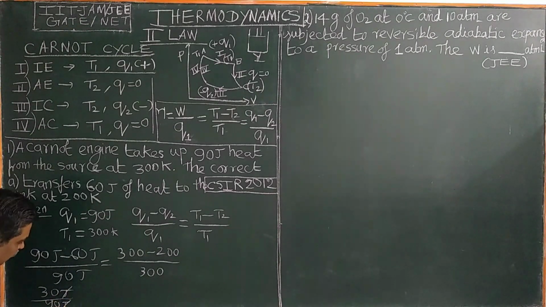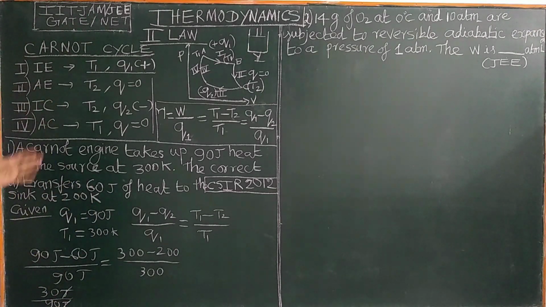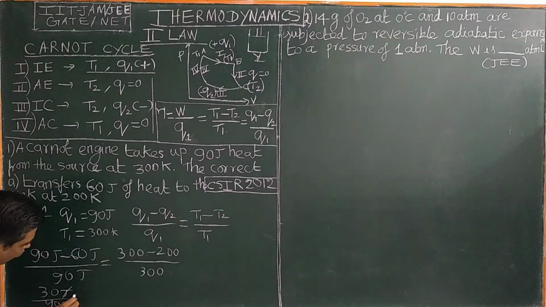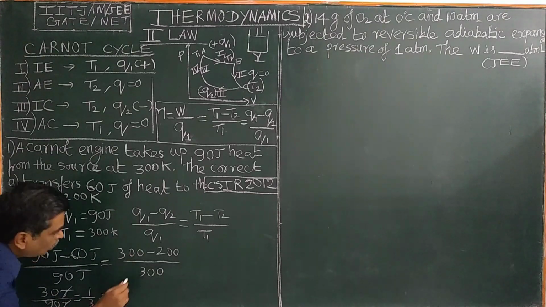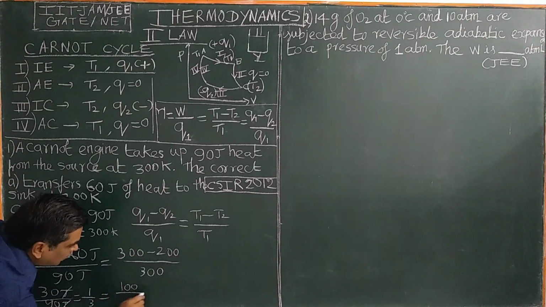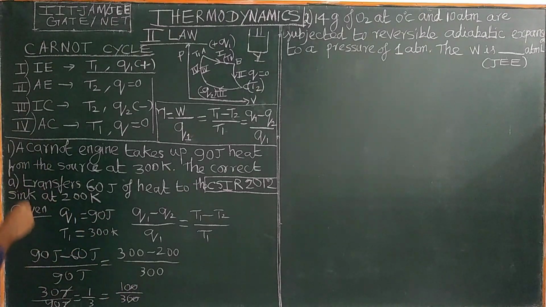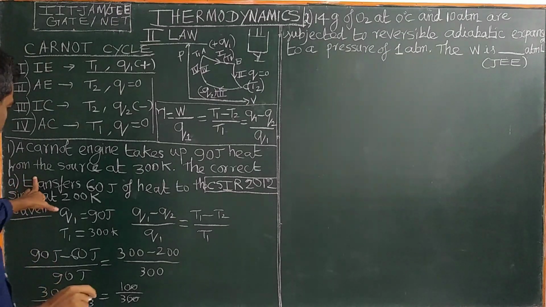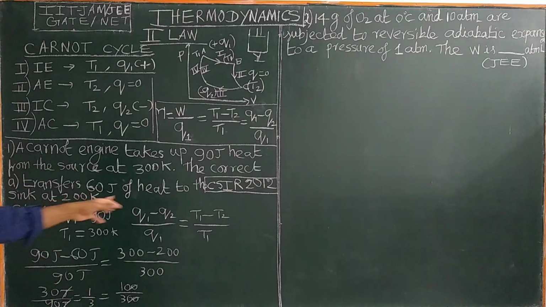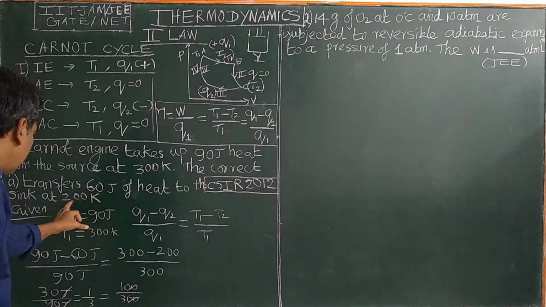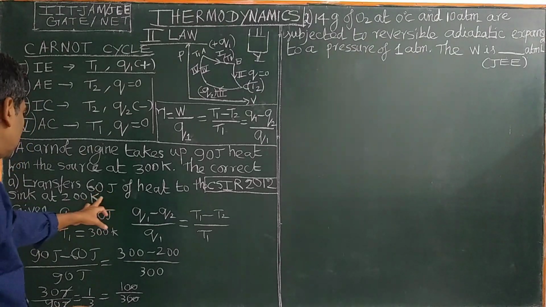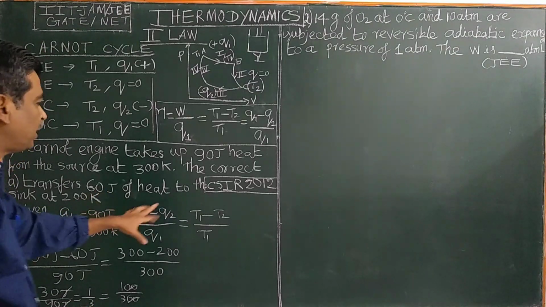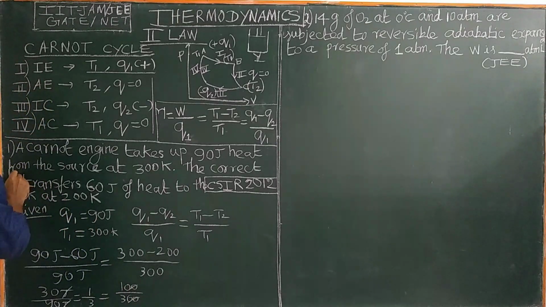So the efficiency is not always 100%. So 30 by 90 equals 1 by 3. This is equal to 100 by 300. Therefore this is 1 by 3. Therefore the correct statement is this one. In the other options, they have given 300 Kelvin, 60 joules and 300 Kelvin, 250 Kelvin. Therefore this option is correct.